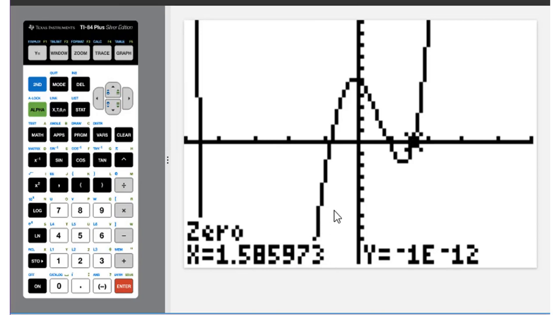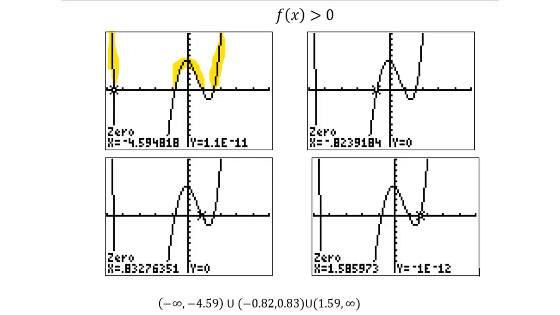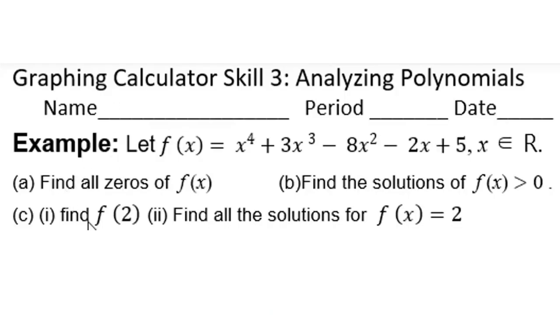f(x) greater than 0 means the domain of the graph above the x-axis. Now we want to figure out the solutions to f(x) greater than 0, which means we need to figure out the domain of all graphs above the x-axis, which means these highlighted graphs. For each zero, we already figured it out by graphing calculator. Therefore, this will be the solution to this inequality.